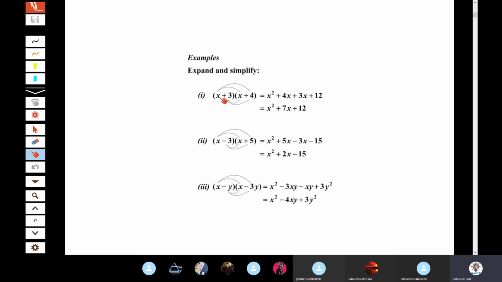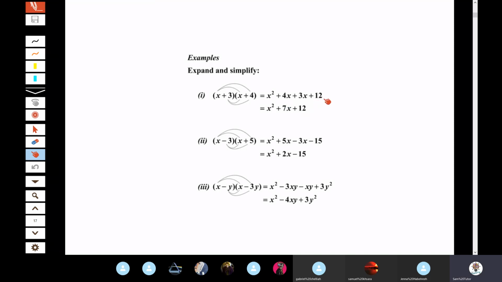We've got two brackets. Most of us have probably seen this already. All we're going to do is multiply x with the second bracket. So that's x and 4. So it will look like this. X times x, which is x squared. X times 4, which is positive 4x. 3 times x, again, which is positive 3x. And then 3 times 4, which is 12.